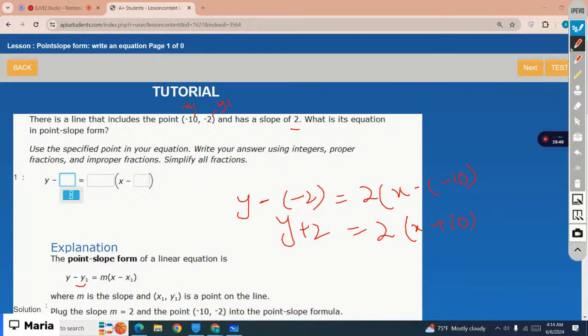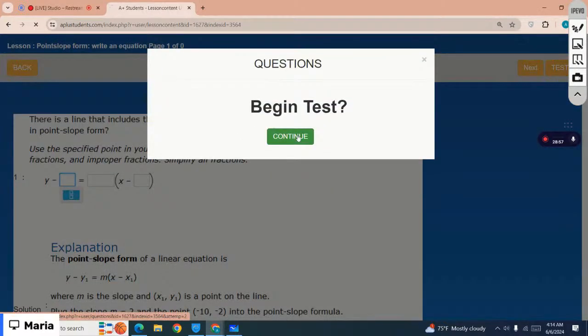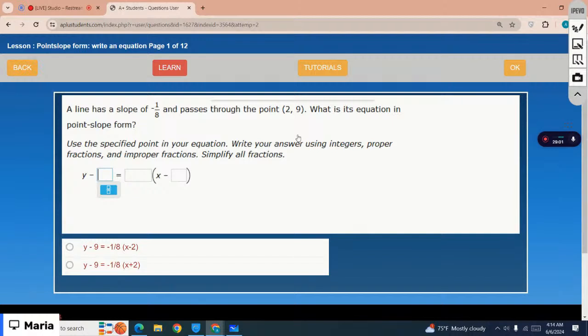Okay, let's just start with the practice questions. A line has a slope of -1 by 8 and passes through the point 2, 9. What is its equation in point slope form? So which is the correct option?